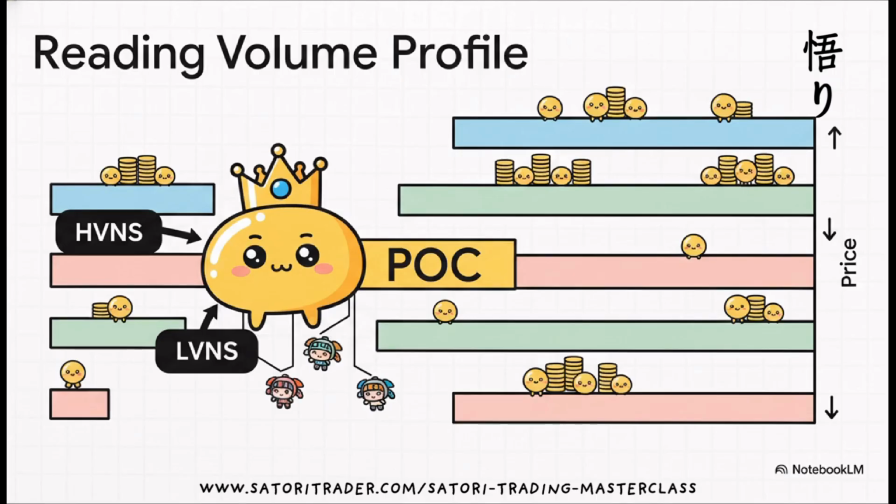And you can even look deeper at something called the delta within those nodes, which is the net difference between aggressive buyers and sellers. A high-volume area with a really strong positive delta suggests buyers were totally in control, making it a much more reliable support level.